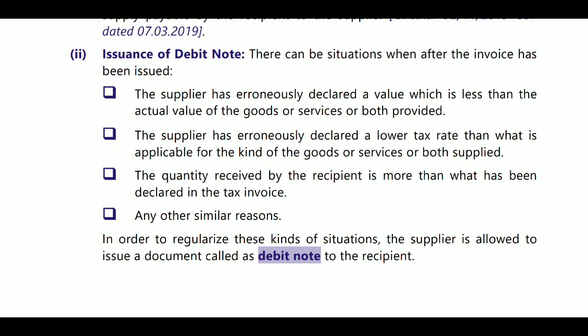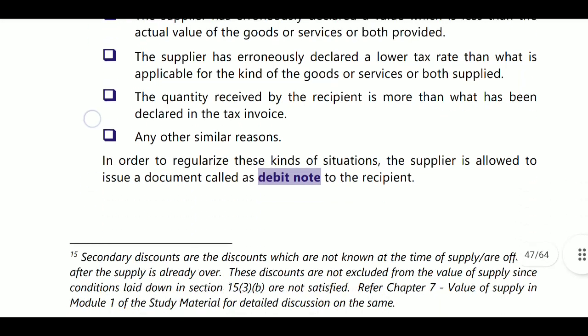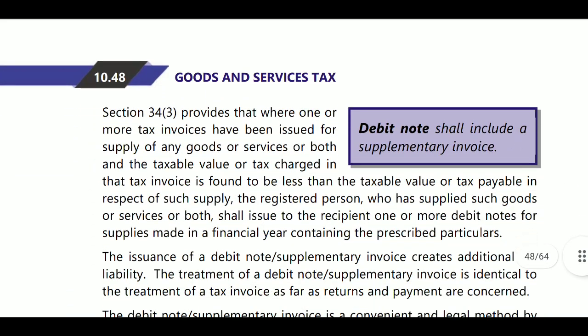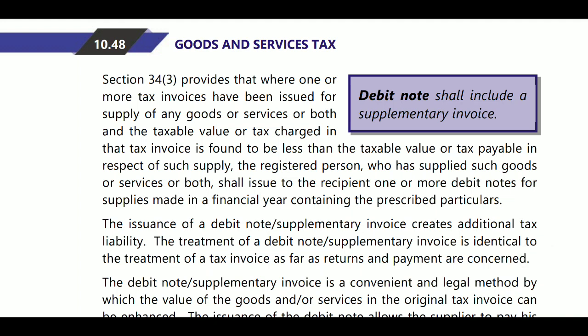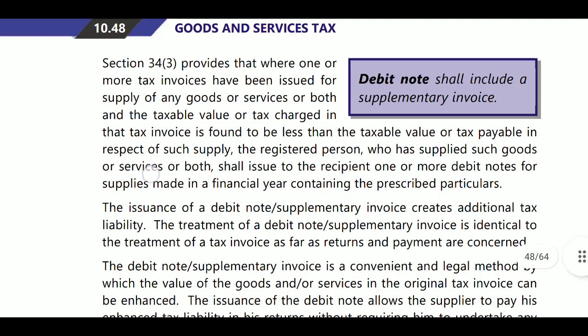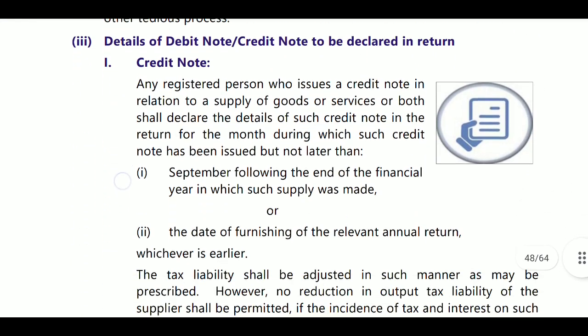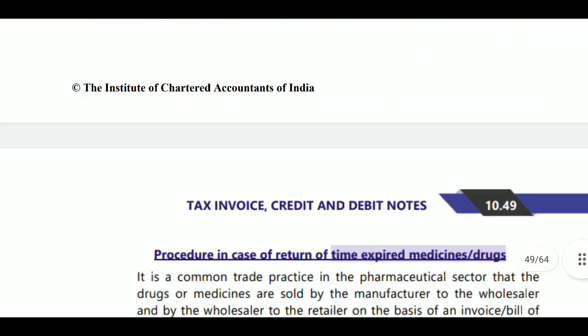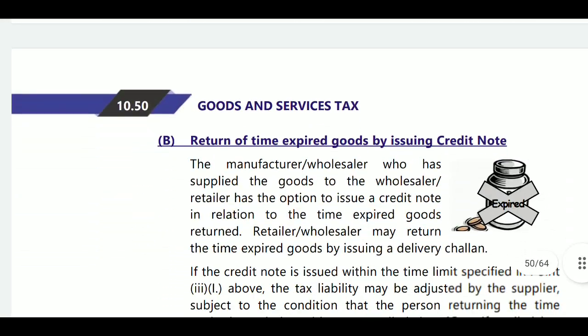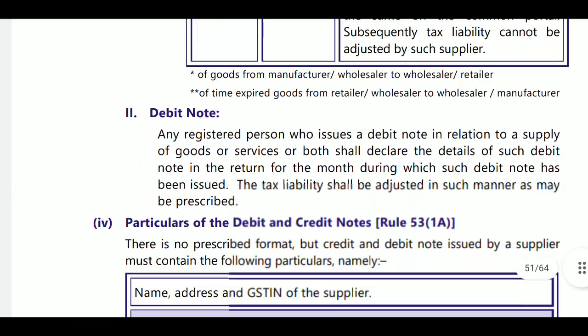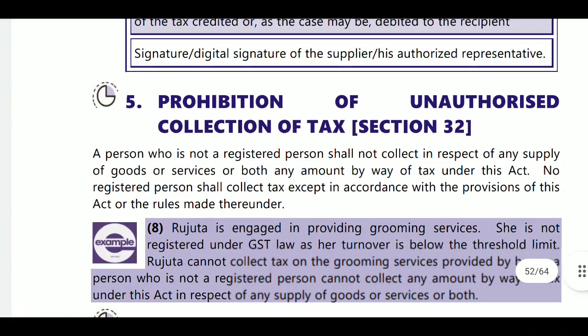Here, a registered supplier of goods or services or both may issue one or more debit notes for supplies made during the year, and debit note shall include supplementary invoices also. And here the recipient of goods or services may take any number of debit notes also. This is related to debit note and credit note information, and the details required to be maintained in debit note and credit note are provided. Debit note invoices information is not required.